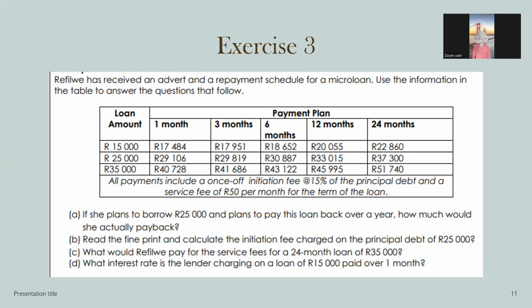Can you read for us? Is it still the same one, or a different one? That's a different one. It's activity 3. Okay, let me just zoom in quickly. Refuelway has received an advert and a repayment schedule for a micro loan. Use the information in the table to answer the questions that follow. So A. If she plans to borrow 25,000 rand.